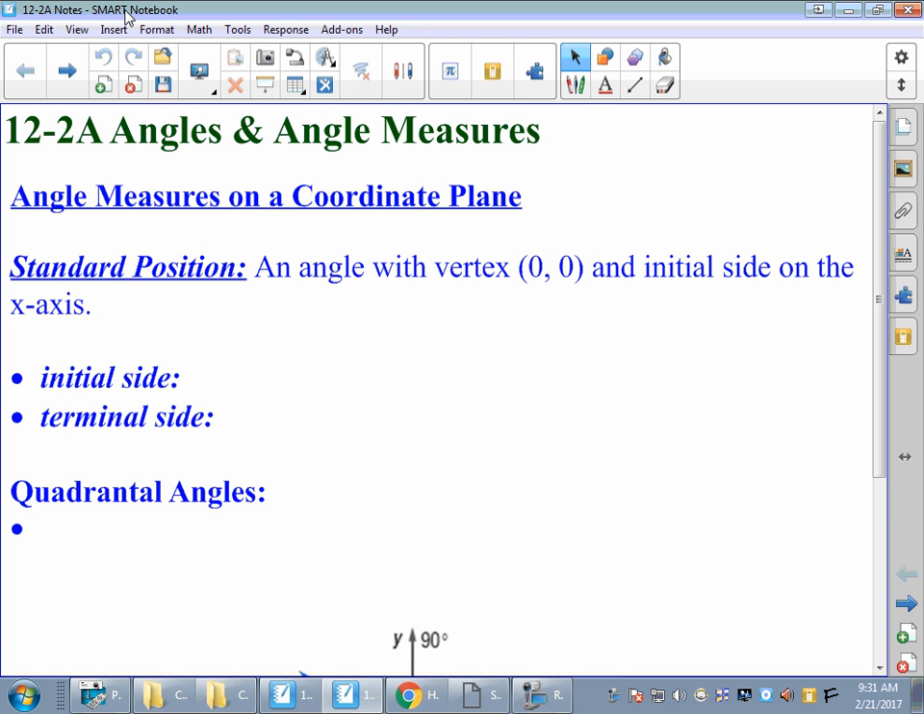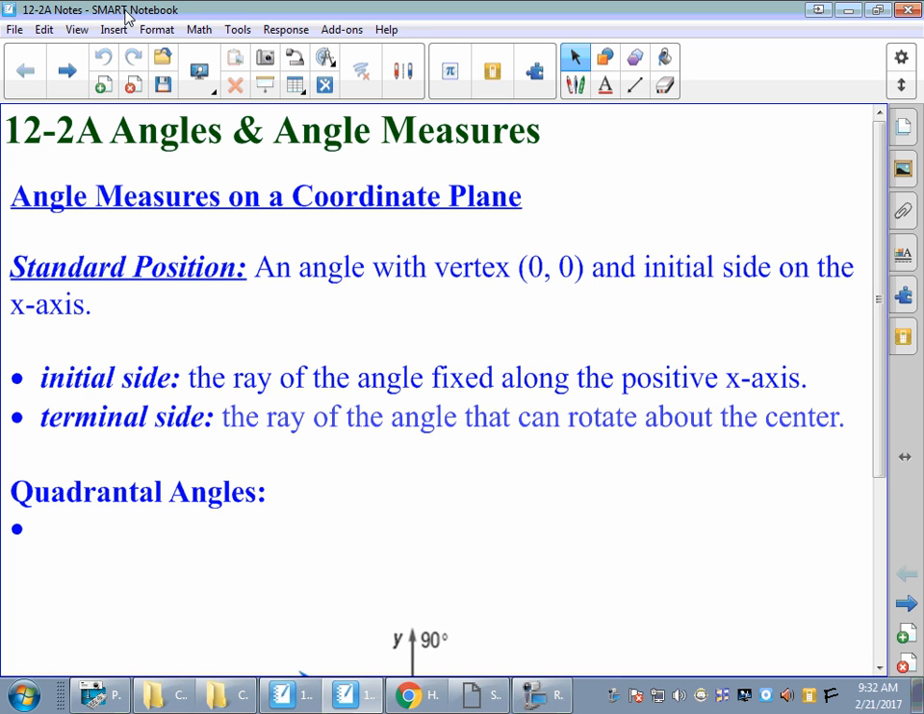Standard position of an angle is where the angle has a vertex at the origin, 0, 0, and the initial side on the x-axis. So the initial side is the ray of the angle that's fixed. It does not move. This side always stays along the positive x-axis. So it starts at 0, 0 and then moves along the positive x-axis.